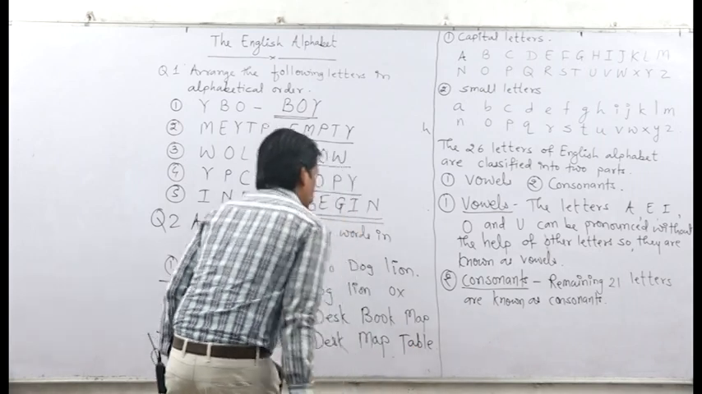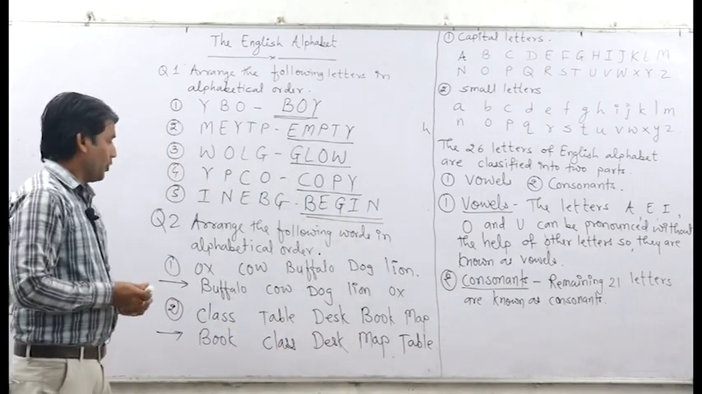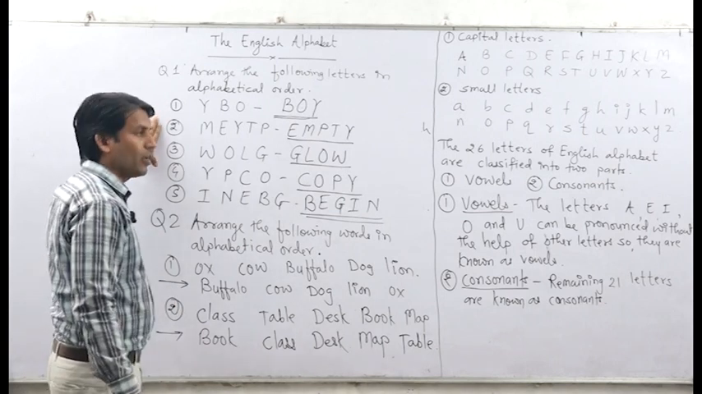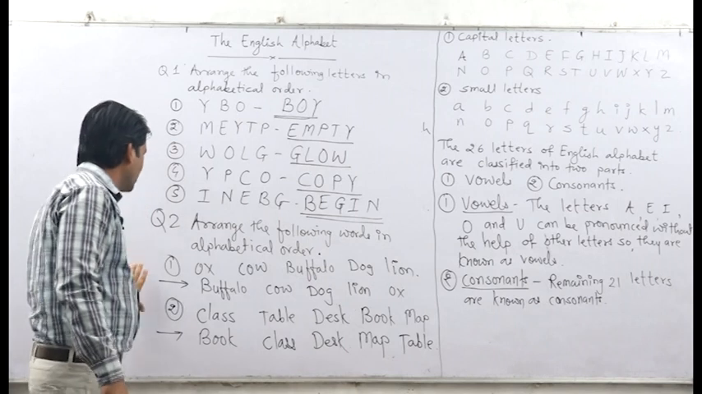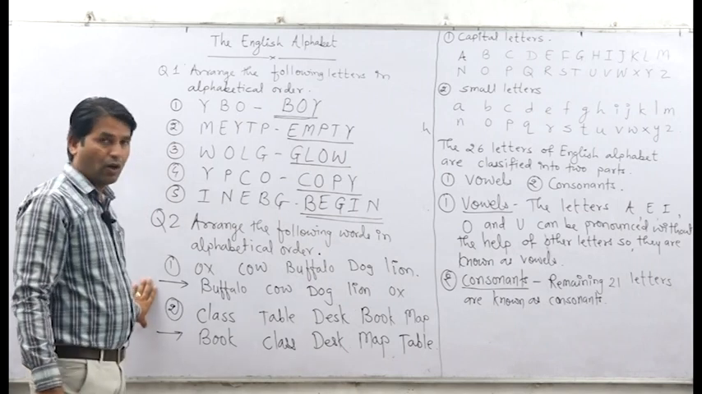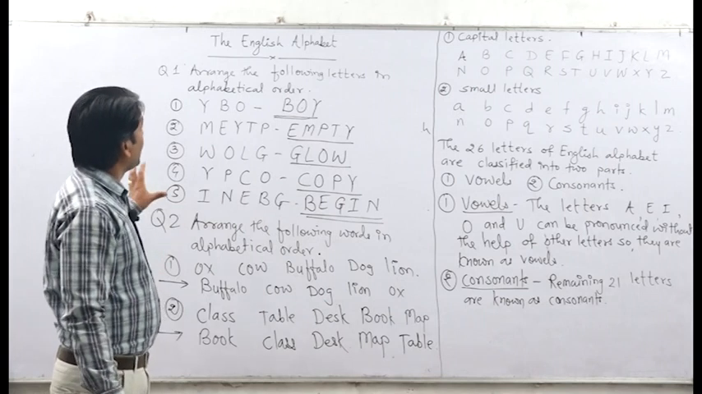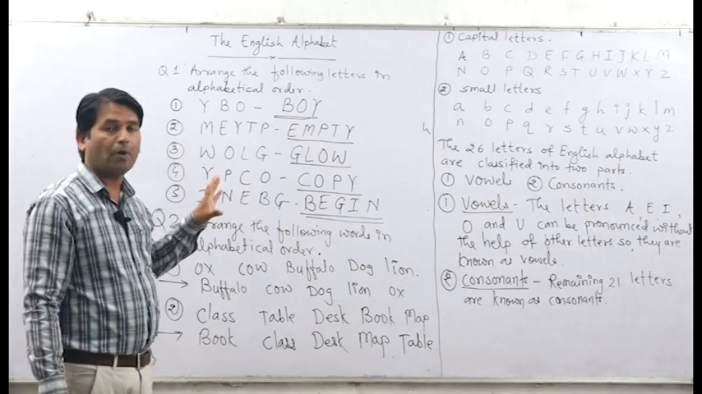So like this you can arrange the letters in alphabetical order, as well as you can arrange the words also in alphabetical order. Okay friends, we have today learned here what the English alphabet. Okay.